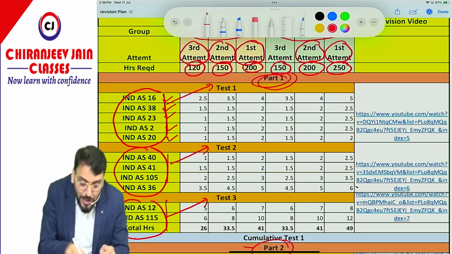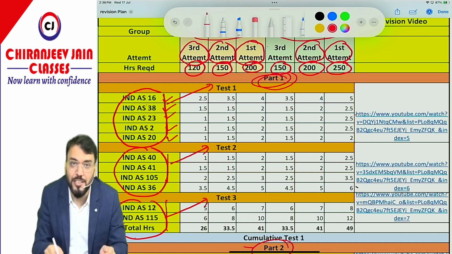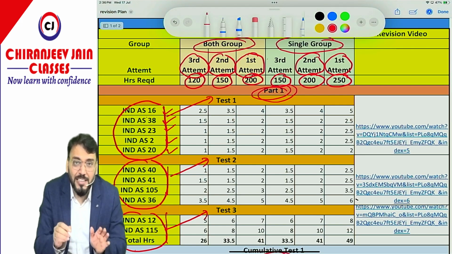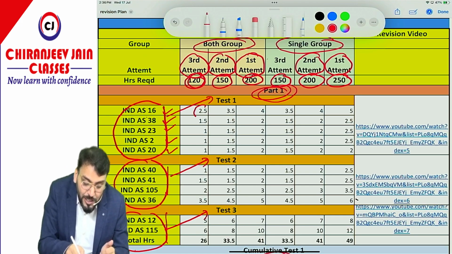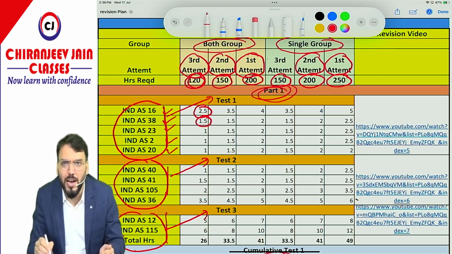And you can see I have also allocated the number of hours for each category. If you are targeting to complete your entire FR preparation in 120 hours, for Ind AS 16 you need to give 2.5 hours. For Ind AS 38 you need to give 1.5 hours, and that is required.